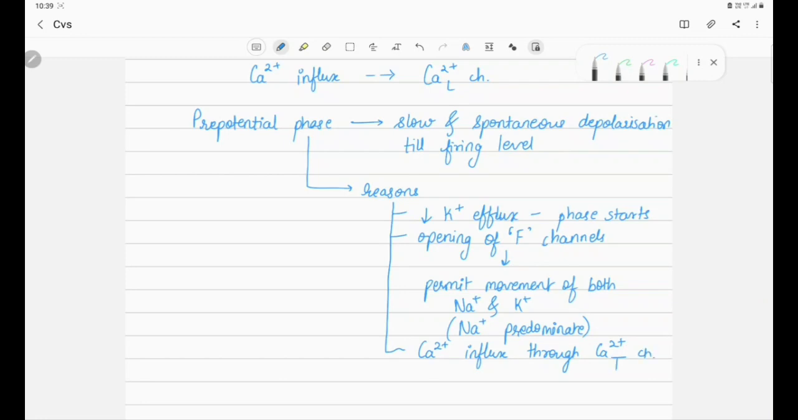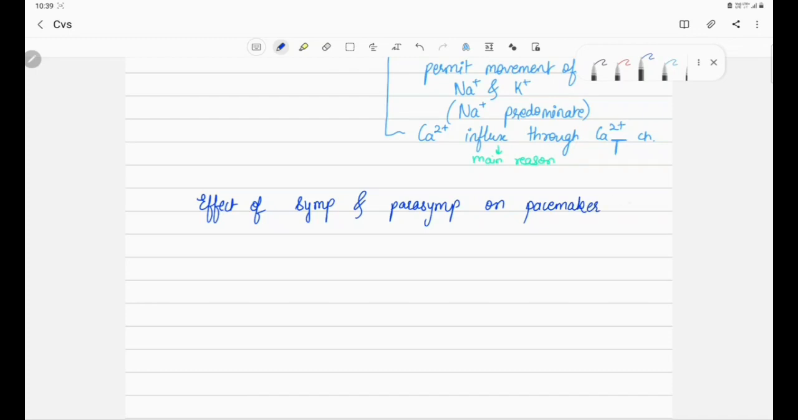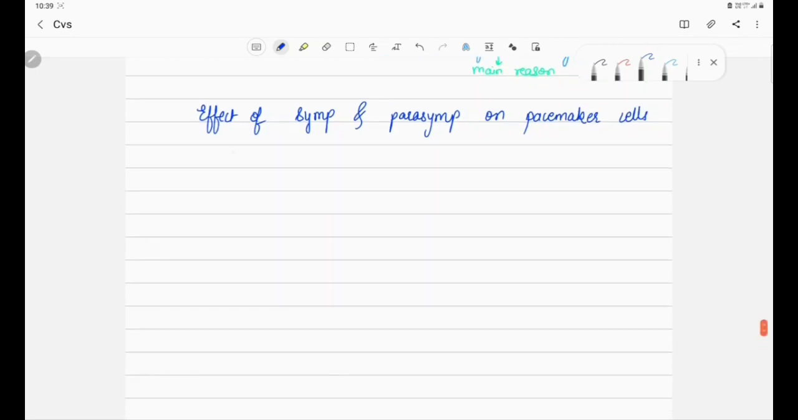Now if you see, this calcium influx in depolarization is by calcium L channels, but in this prepotential phase it is by calcium T channels, and that is the main reason for this prepotential phase. Then we will see the effect of sympathetic and parasympathetic on the pacemaker cells only. So here is sympathetic and parasympathetic.